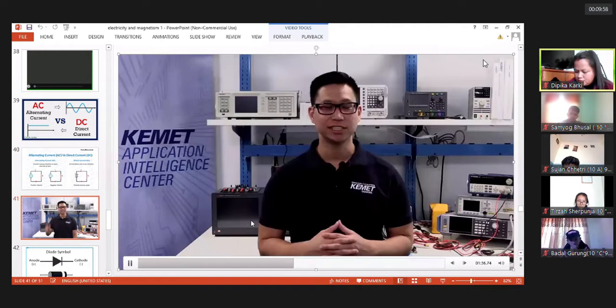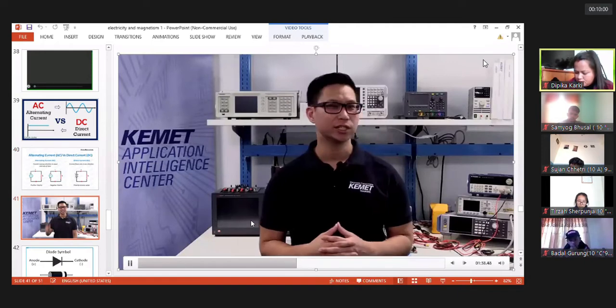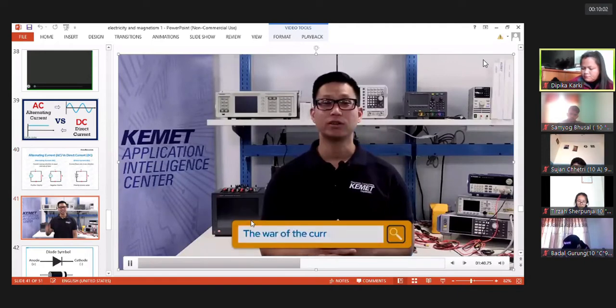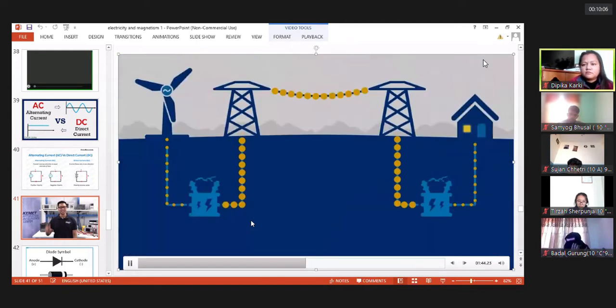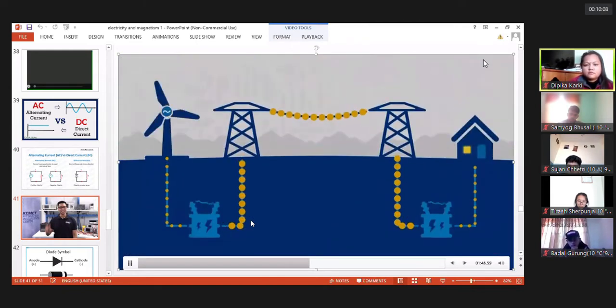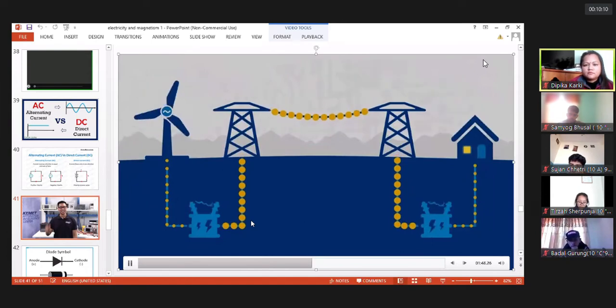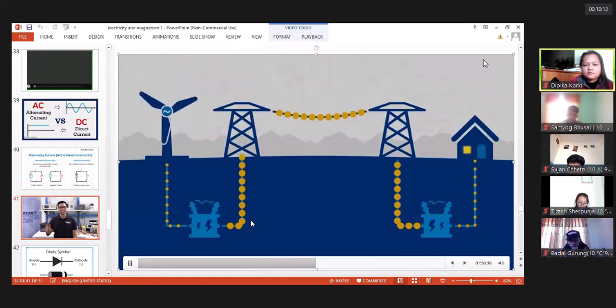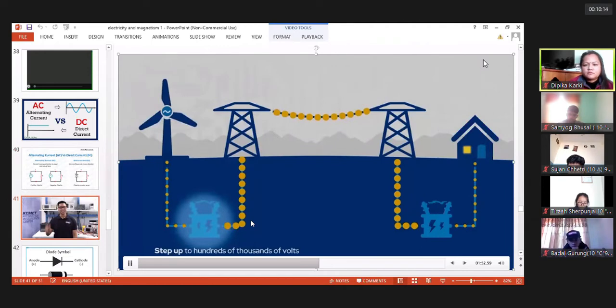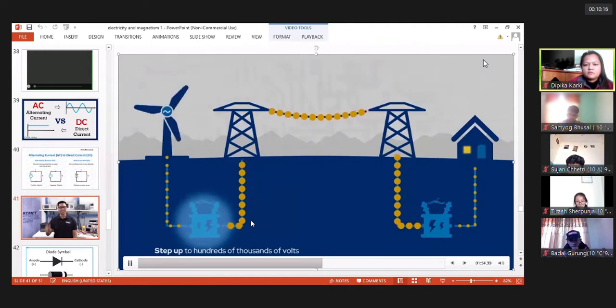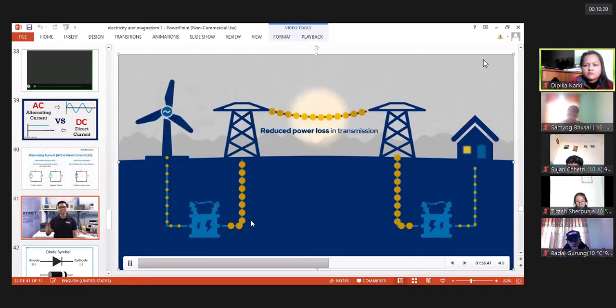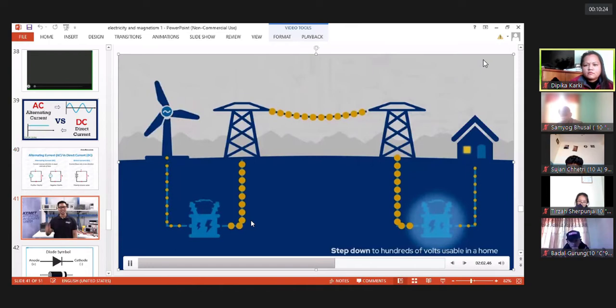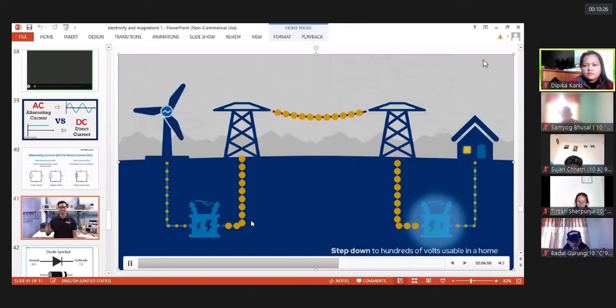So we covered how AC and DC work, but there's still the question of why we have both. If you want all the details, look up the War of the Currents. At the simplest level, we use AC power because it can be easily stepped up or down using simple transformers. By stepping voltage up into the hundreds of thousands of volts, we can transmit the power at a lower current, and this reduces the amount of power loss in transmission. The voltage is then stepped back down into a more usable range of hundreds of volts that can be used in our homes.